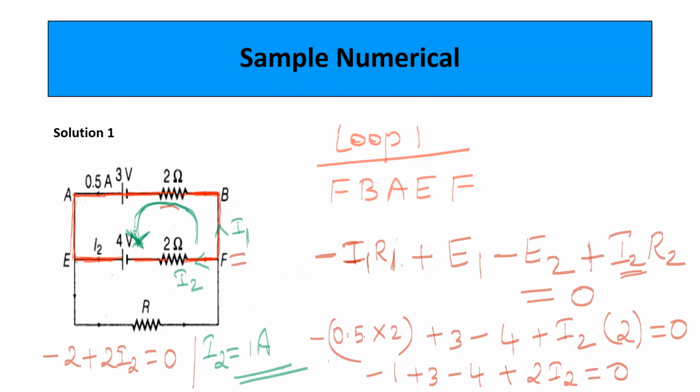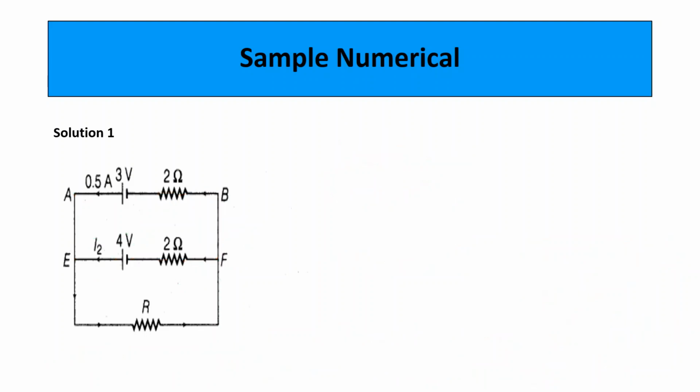We got the value of current I2 as 1 ampere when you apply Kirchhoff's voltage law. Now, what is the voltage drop across the unknown resistor R? The voltage drop V is equal to I into R. The current which flows through that R is I3. Therefore, we have to find out I3R. Consider the second loop and apply Kirchhoff's voltage law to that loop. Let the second loop be F, E, let me mark this as C and D, F, E, C, D, F.